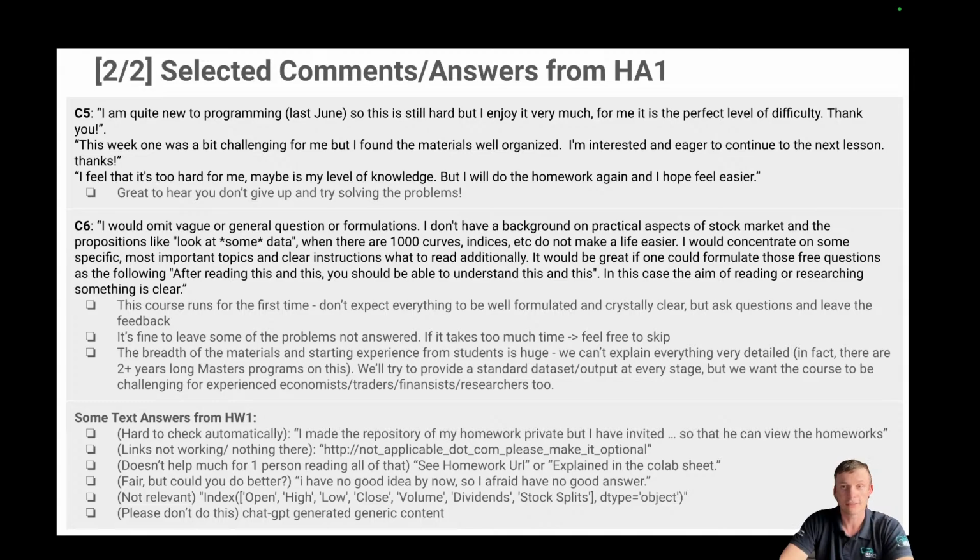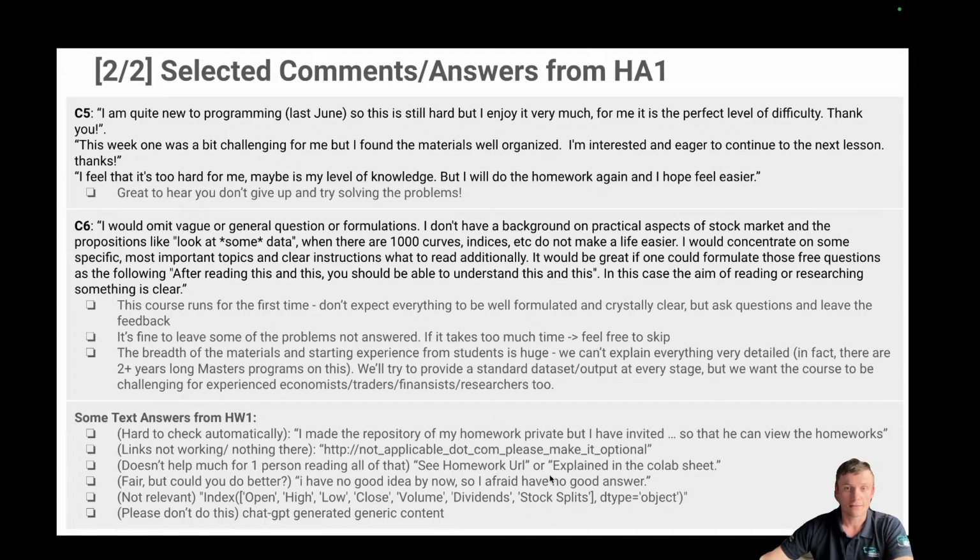You can trick the system, but you can't trick yourself. Some links are not working or there is nothing there. Sometimes the links are like this, http notapplicable.com, or people submit just their GitHub main repository and entry point and nothing there. So you better don't submit anything if there is no solution.